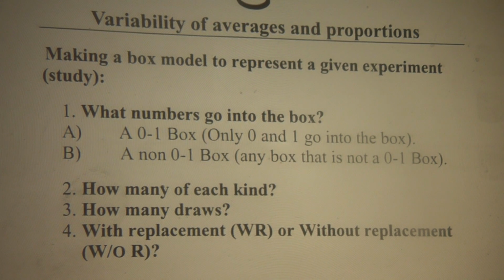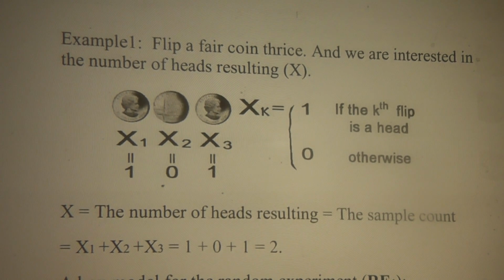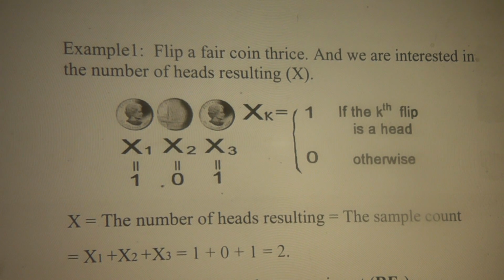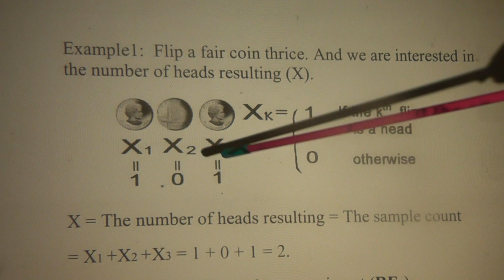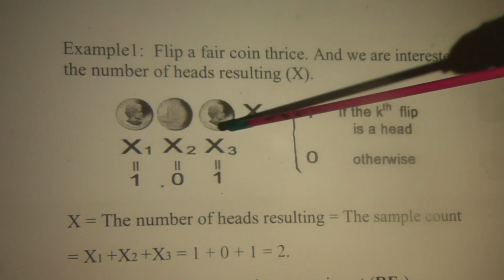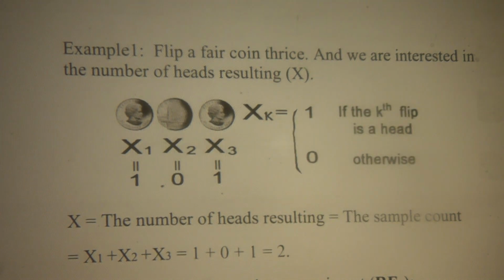Now, let's look at a very concrete example. Example 1. Flip a fair coin thrice. When we flip a fair coin 3 times, and we are interested in the number of heads resulting, I use the variable x to denote the number of heads resulting. For example, if I make 3 draws, I find the first draw is a head, the second draw is a tail, the third draw is a head again. And I use xk to denote the outcome of each draw, each flip.